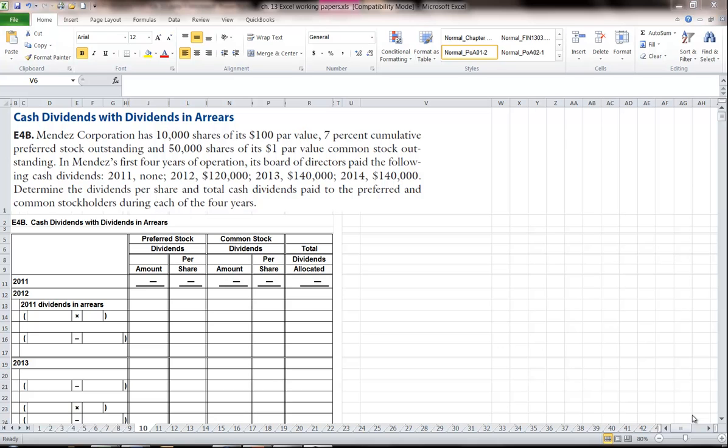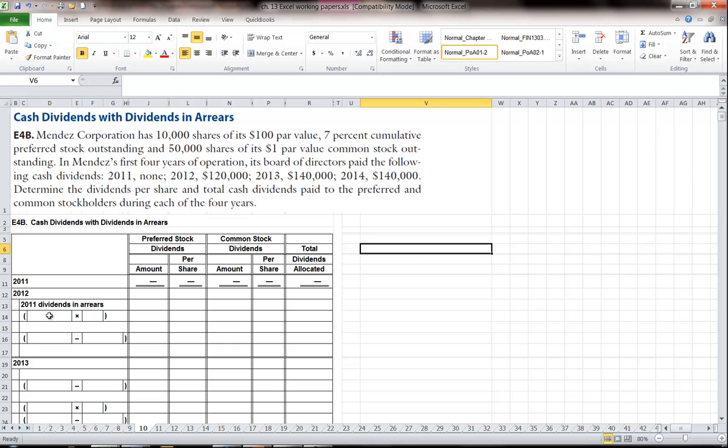So we have a series of 4 years here, and we've paid out dividends. So we're going to calculate how much of that dividend each year is going to be given to our preferred stockholders and how much will be given to our common stockholders. Well, in 2011, you can see we have 0 on each of these lines because the board of directors paid out 0 for 2011. Now for 2012, the board of directors paid out $120,000. So how much of that goes to our preferred and how much of that goes to our common stockholders?